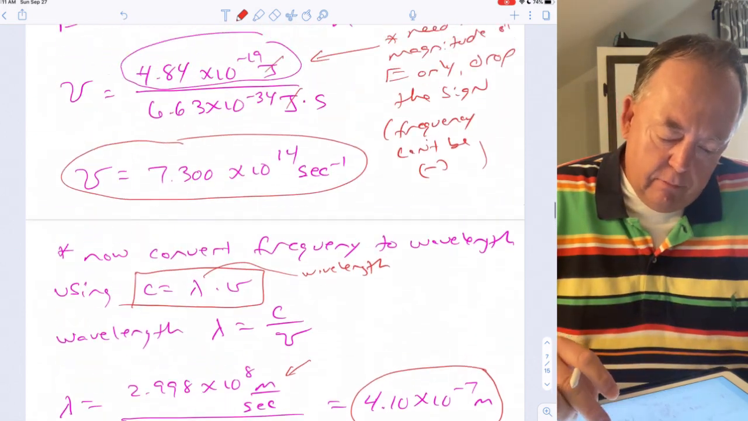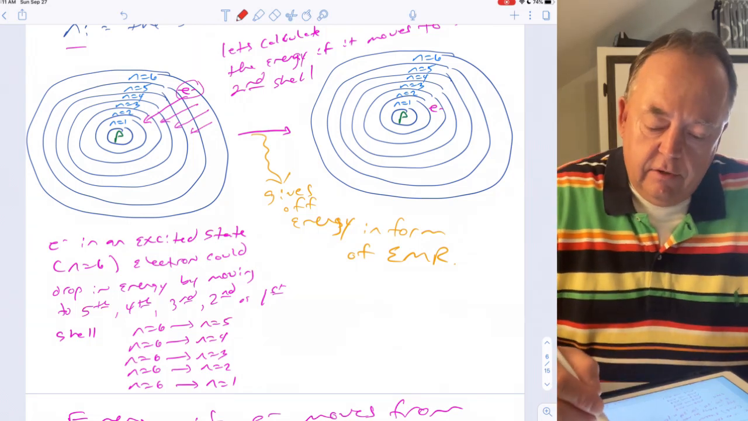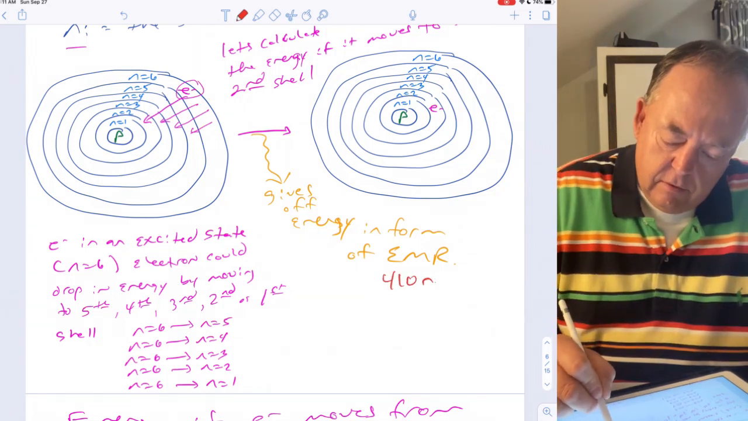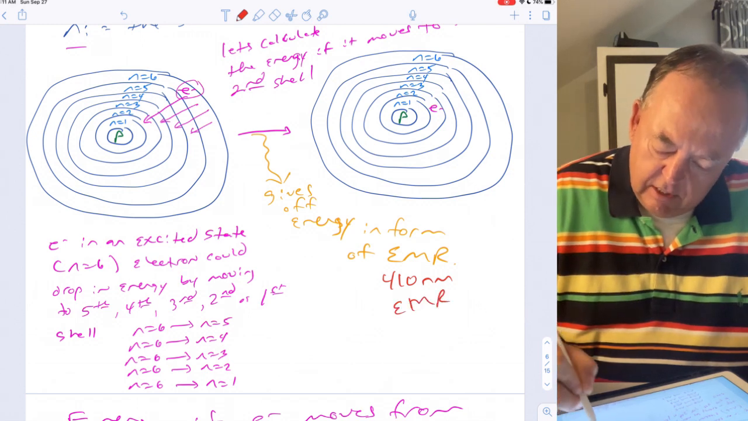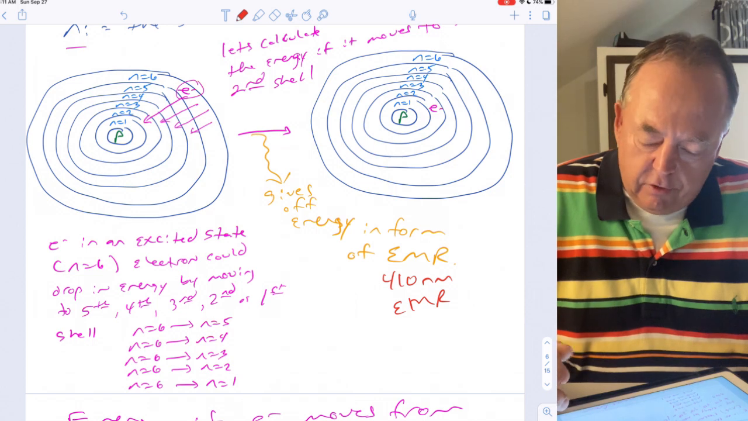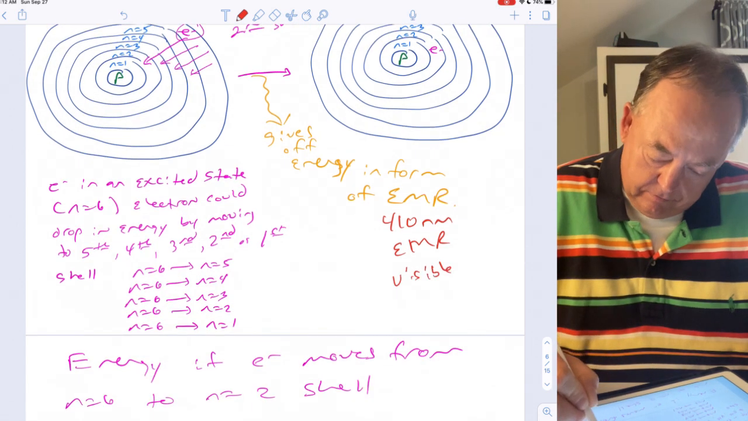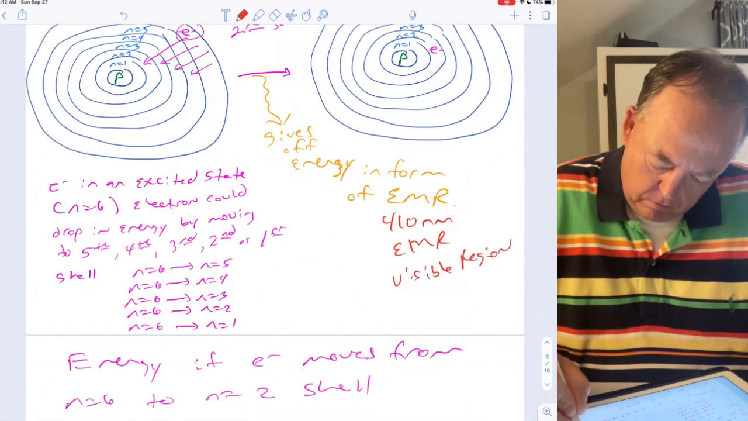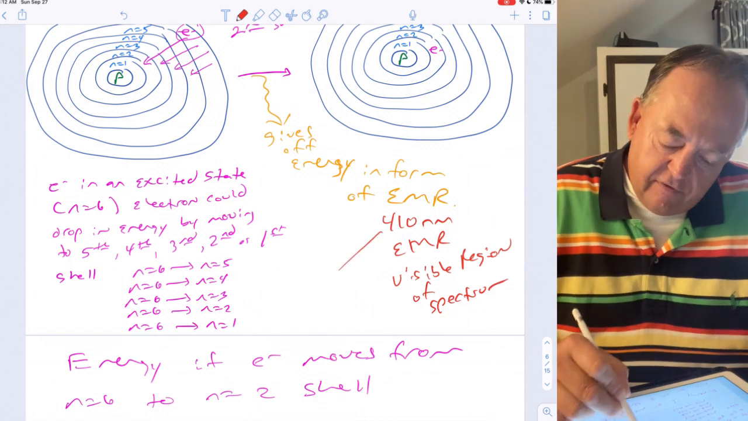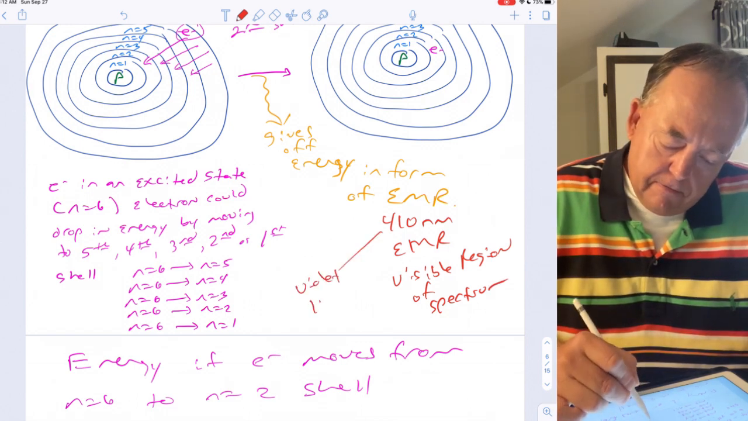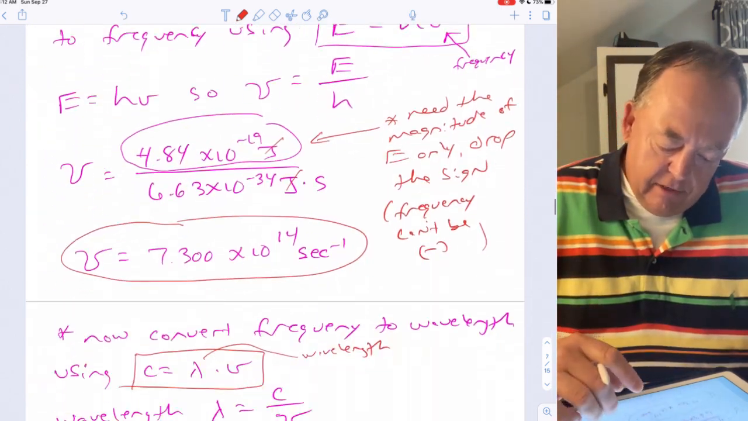So when this electron moves from the 6th shell to the 2nd shell, it gives off 410 nanometer electromagnetic radiation. Where is that at? That's in the visible region of the spectrum. Right, it's violet light. So that's a number that we've seen before, the 410 nanometer.